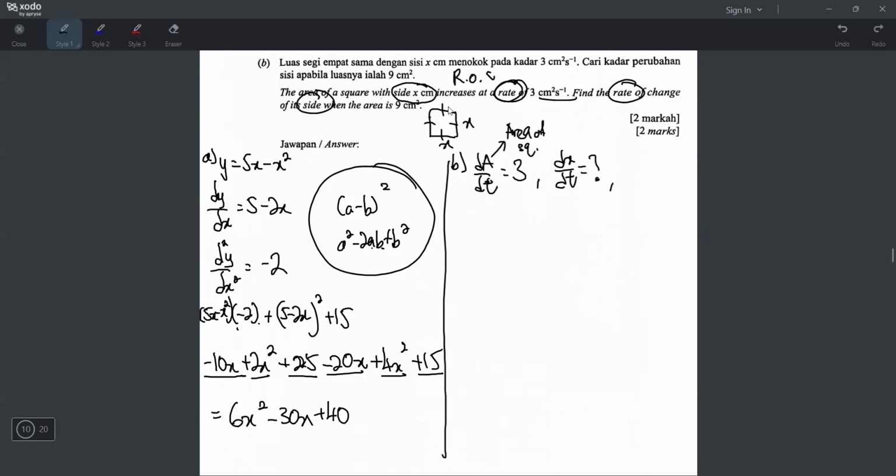And then they say when the area is 9. So I already let A represent area. So if they say area is 9 means A equals 9. And don't forget the x represents side of square, right?